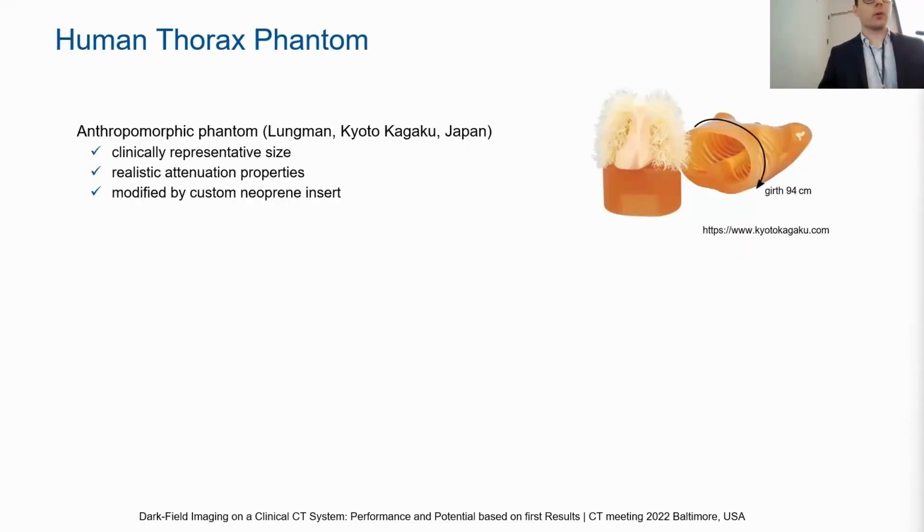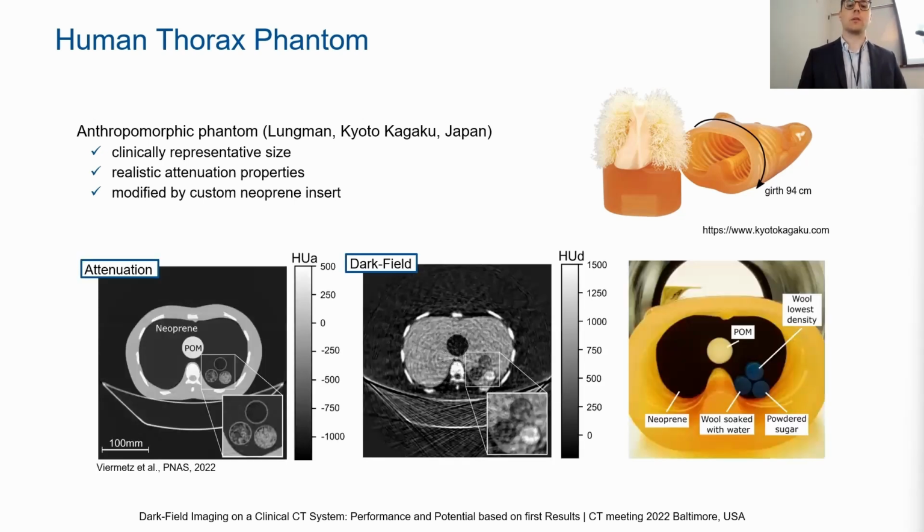Now, next up, I also want to present you the results of our measurements from the human thorax phantom, which Manuel already talked a bit about. So here we use this human-sized phantom, which has a clinically representative size. And it also features realistic attenuation properties. However, it does not feature realistic small angle scattering properties. So we had to modify this phantom slightly by inserting this neoprene phantom here, which is also filled with a POM cylinder and 3 more plastic tubes.